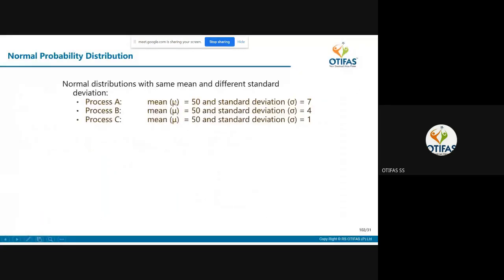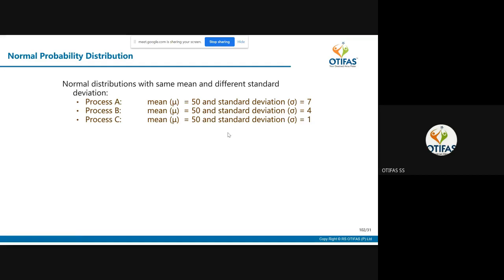Yes. Now, we have three processes, Process A, B, and C. The mean is 50 for each, and the standard deviations are 7, 4, and 1. How does this look? Now tell me, which is the best process here? C. Why? The standard deviation. Yes, standard deviation is less. So the lesser the standard deviation, the better.